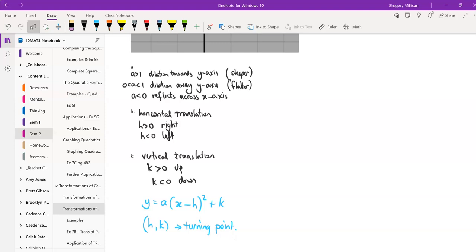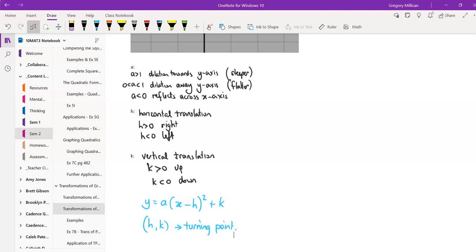Once we identify that A dilates and reflects, H does a horizontal transformation, and K does a vertical transformation. Once we identify what we're moving, so we pick the turning point, we move that. Because the turning point is the easiest point in a quadratic to find. Everyone, if I draw a quadratic, can find the turning point. You just go, boom, there it is. And then you move it, and then everything just drags along with it.